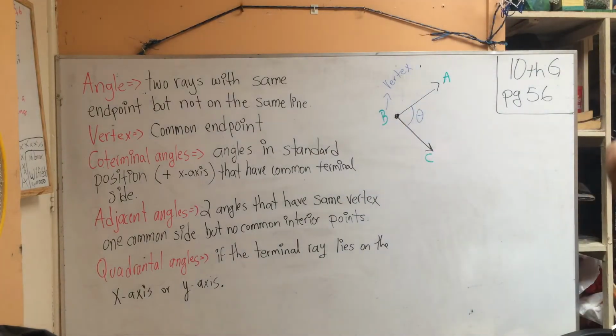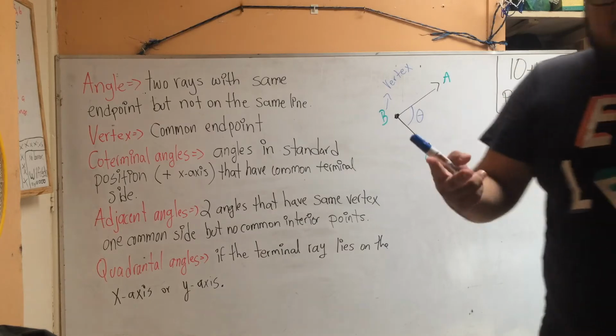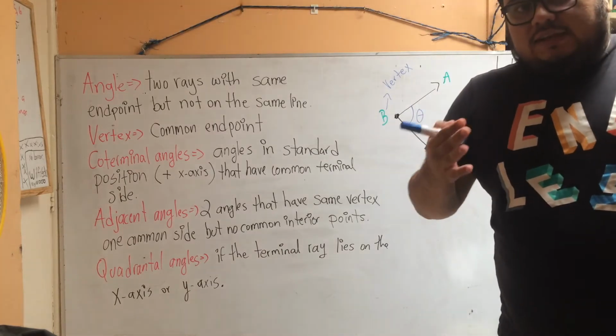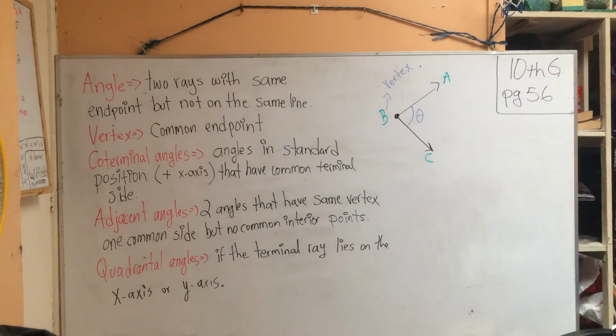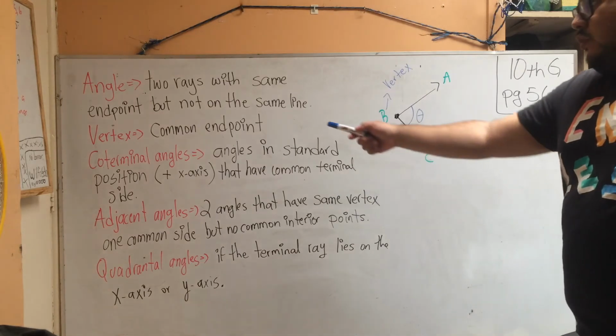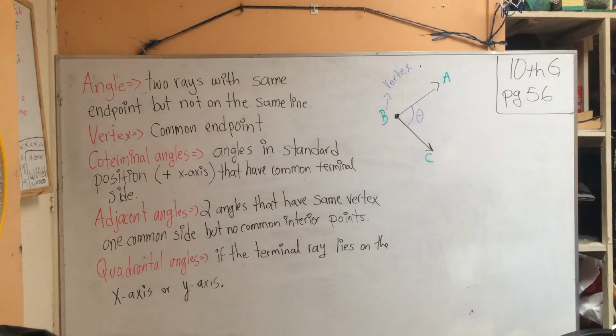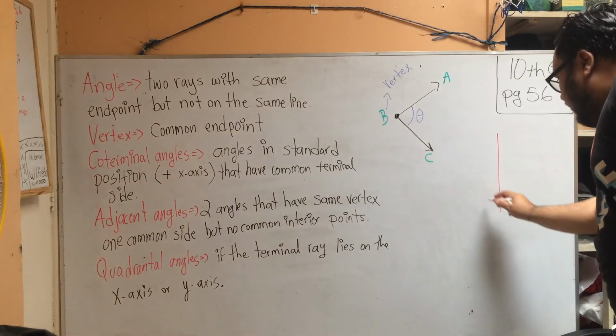Definition number 2, a common endpoint of two rays that are fitted into one angle. Now we also have coterminal angles. To understand coterminal angles, we have to remember the coordinate plane.